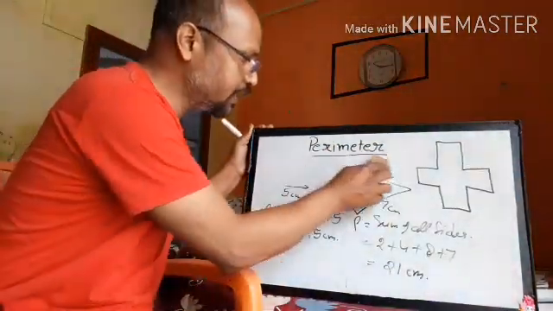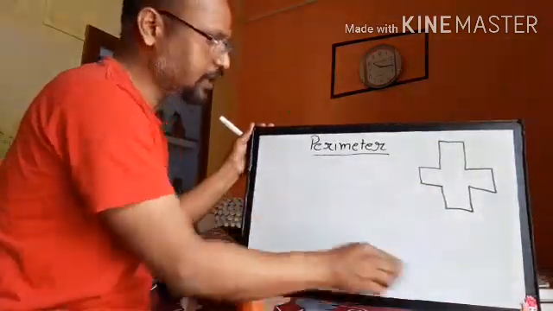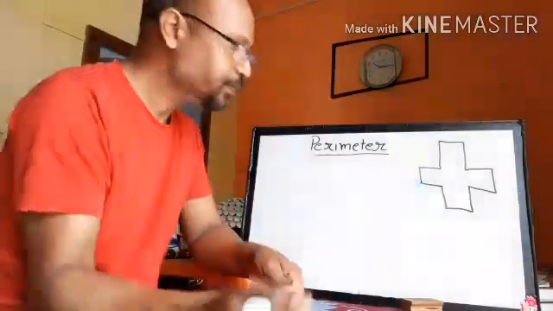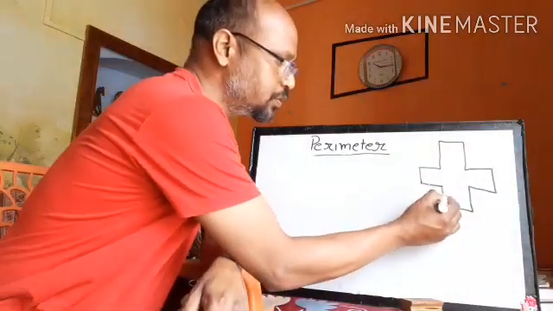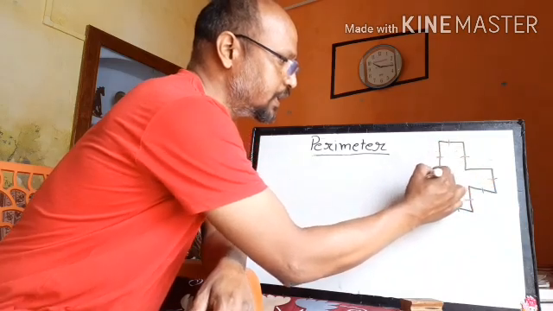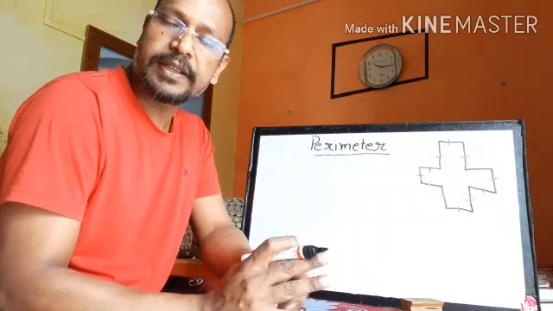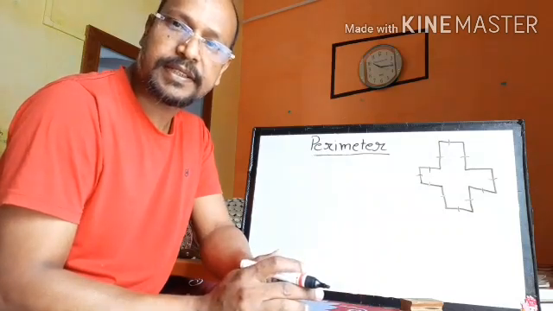One more example. Suppose that here a cross sign I have drawn on the board. So if you want to calculate the perimeter of this figure, just count how many sides are there. Let's start from here. 1, 2, 3, 4, 5, 6, 7, 8, 9, 10, 11. So there are 11 sides. So add all the sides, you will get your answer.